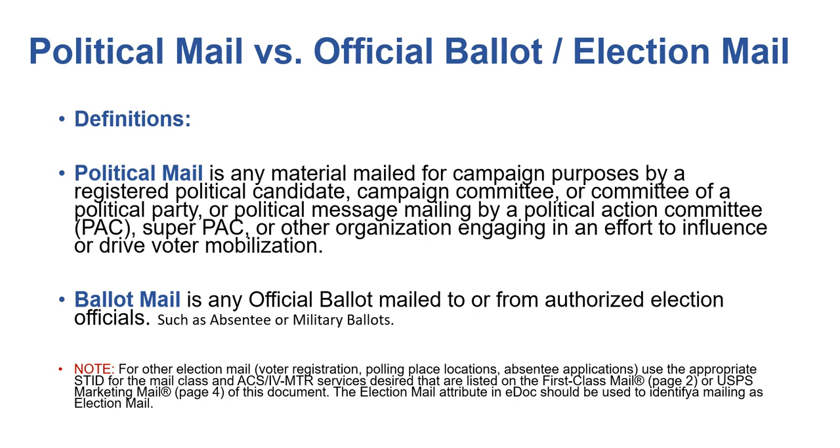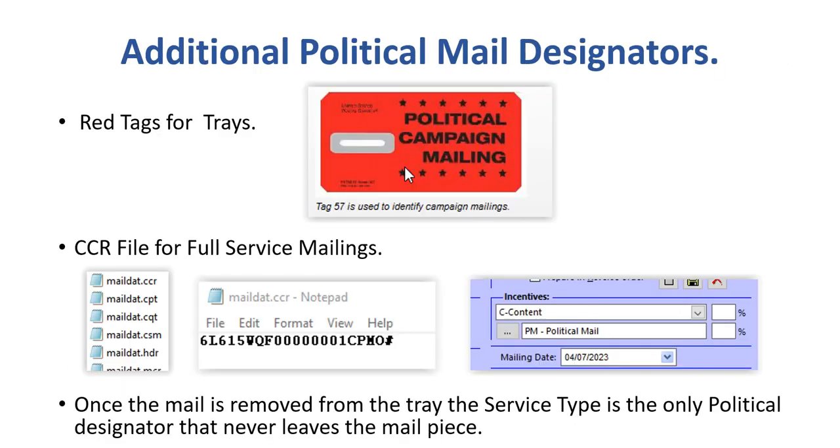Ballot mail, of course, is just ballots mailed to or from authorized election officials, such as absentee ballots or military ballots. Now, there are other political mail designators. There are red tags for your mail trays. Anytime you mail a political mailing, you need to red tag it so the post office knows to push that through the system. If you're doing full service, you're also going to create a CCR file, which uploads to Postal One with your other mail.dat files, and that does tell the post office that you're mailing a political mailing.